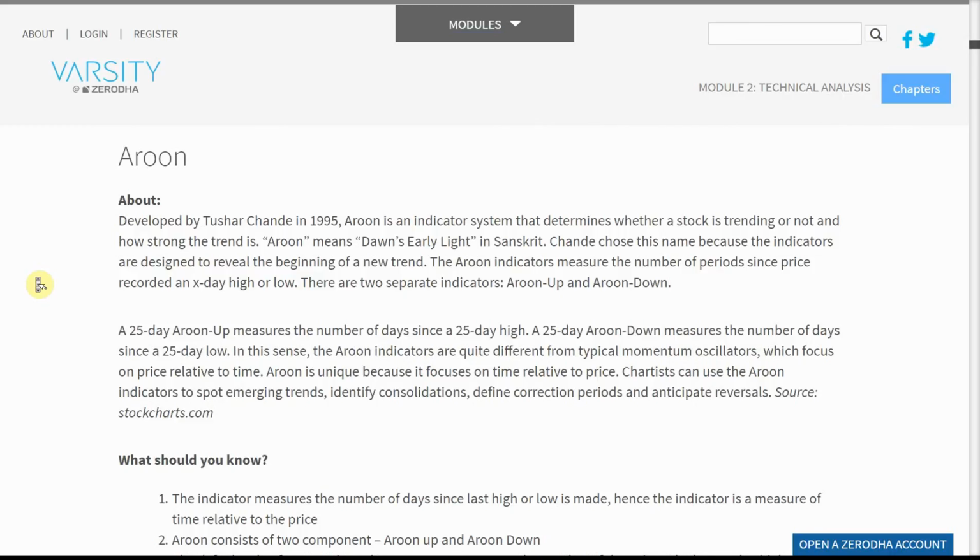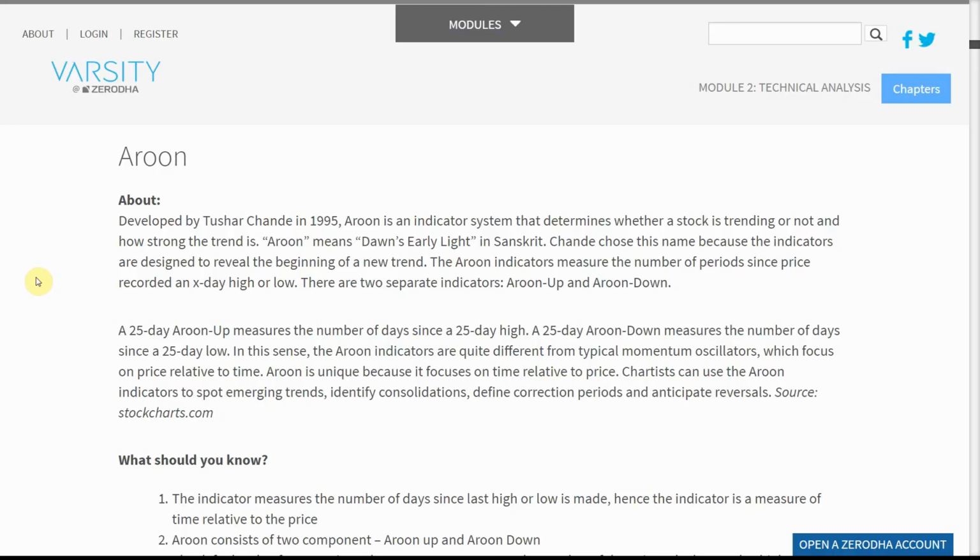Aroon is an indicator system that determines whether a stock is trending or not and how strong the trend is. Aroon means dawn's early light in Sanskrit. Chande chose this name because the indicators are designed to reveal the beginning of a new trend. The Aroon indicators measure the number of periods since price recorded a new high or low.